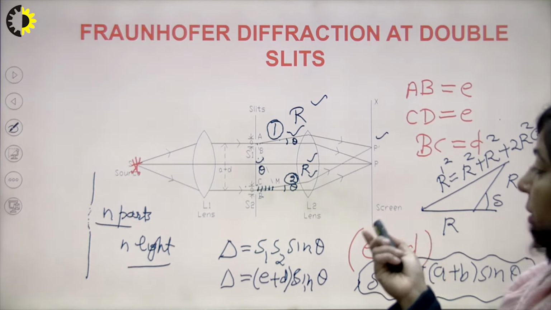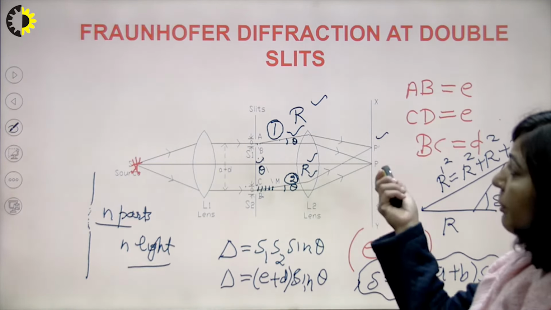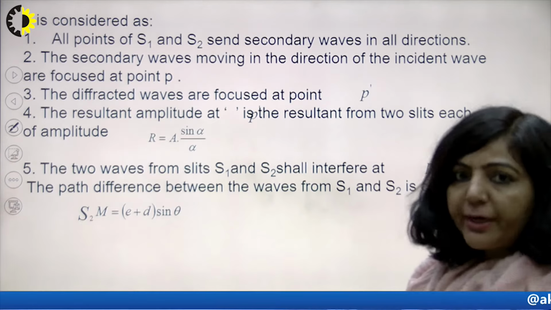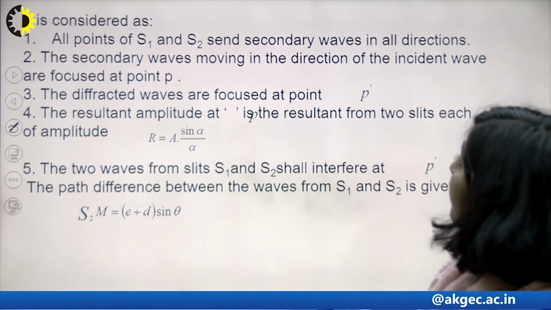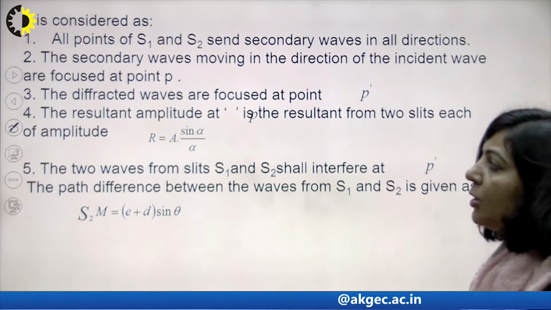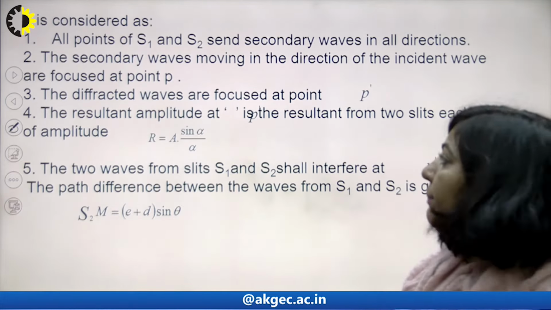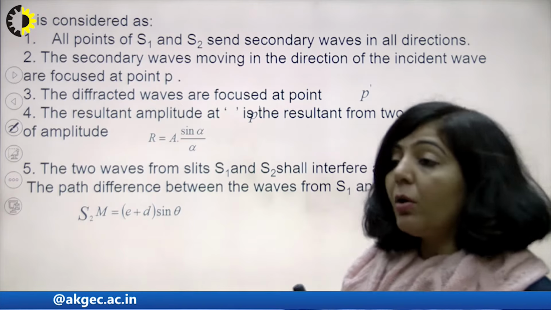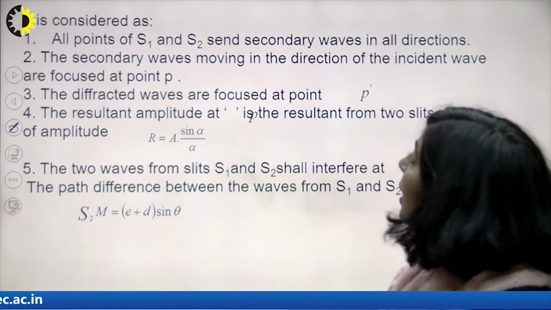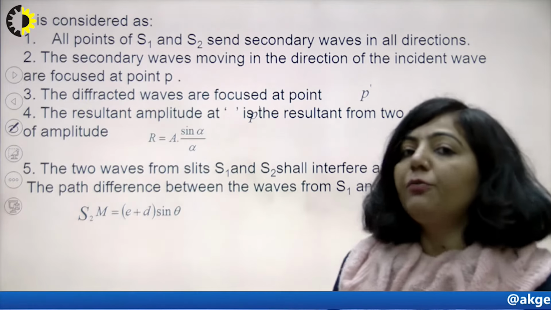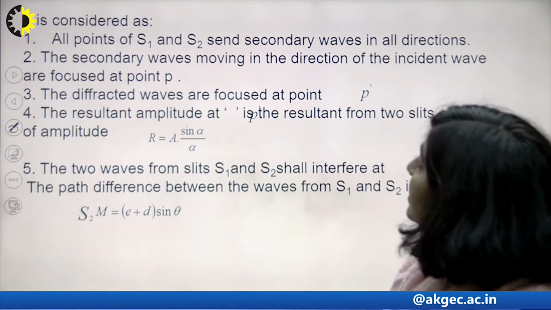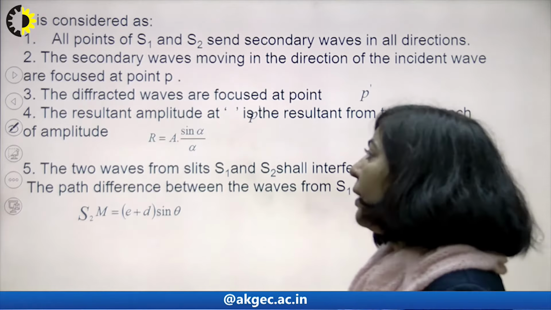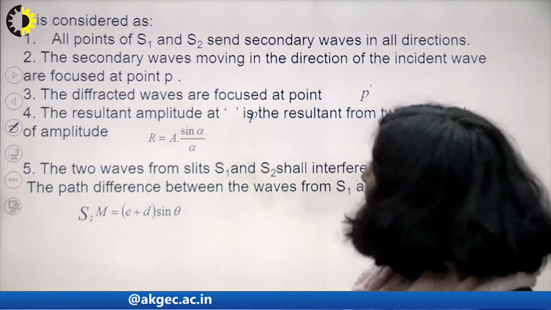So whatever I have derived here, I am going to explain with the help of the next slide. All points of S1 and S2 will act as sources for secondary wavefronts, as I mentioned. The secondary waves coming in the direction of the incident wave are focused at P. So, all the light rays which pass undiffracted will converge at P. The diffracted waves are focused at P dash. So, you have two points there over the screen. P is the point where all the light rays which have zero angle of diffraction will converge. And P dash is that particular point where the light rays which are diffracted through an angle theta are going to converge. The resultant amplitude at P dash is the resultant from two slits, each of amplitude R. So, you know what R is. R is A sine alpha upon alpha.